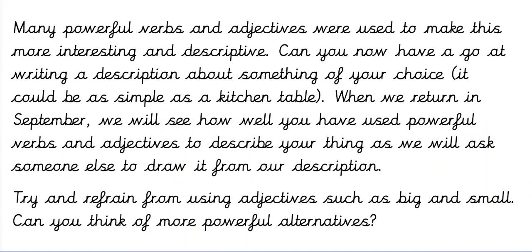Okay, so can you now have a go at writing a description about something of your choice? So it could be as simple as the kitchen table. It doesn't have to be your face or your personality. It can be anything. It could be somebody else in the class. It could be something from your house. It could be something from one of your walks. So, for example, if you've walked past a river, you might want to describe the river. So then when we return in September, we will see how well you have used powerful verbs and adjectives to describe your thing, because we will be asking somebody else to draw it from your description.